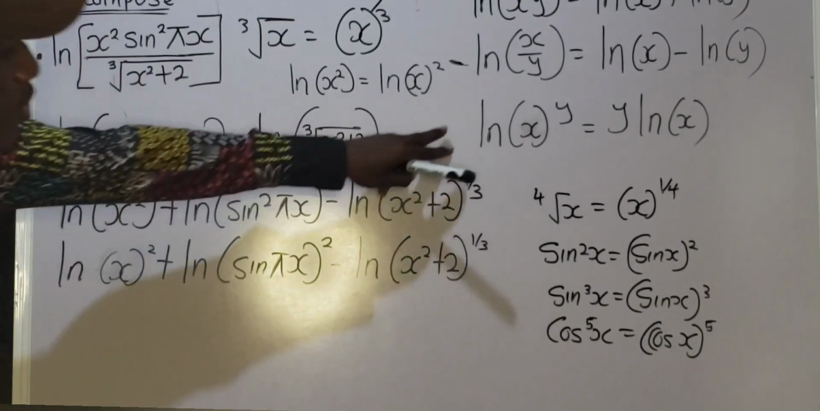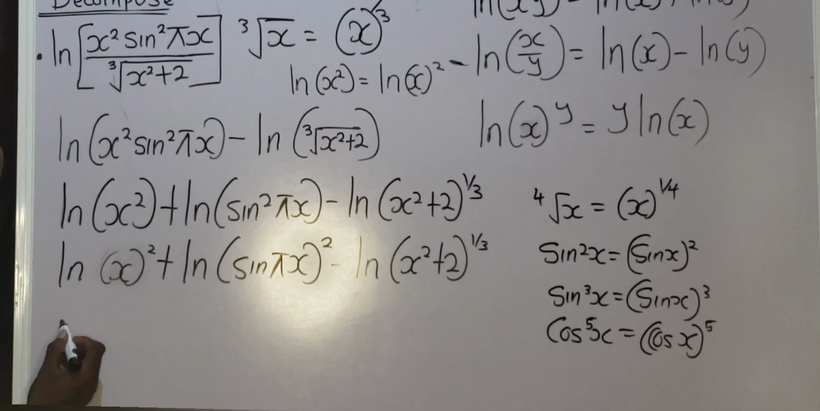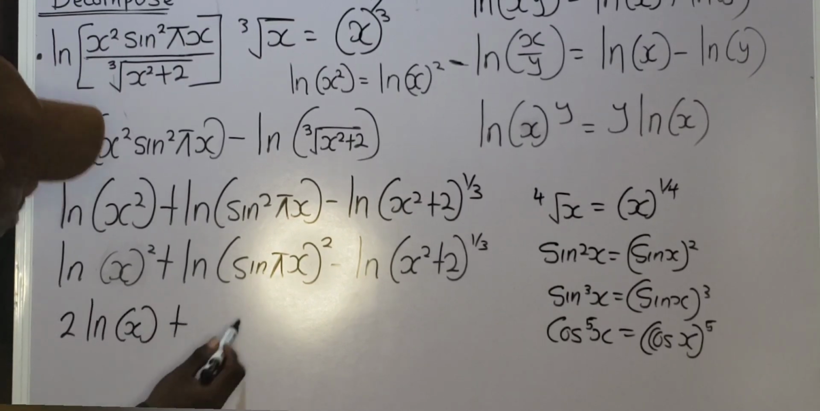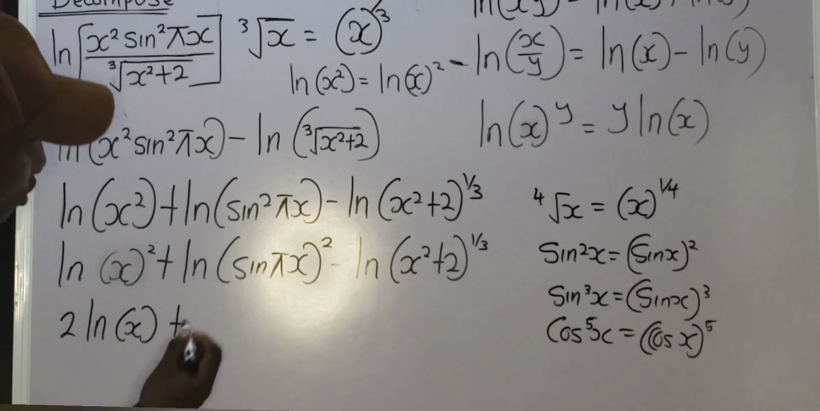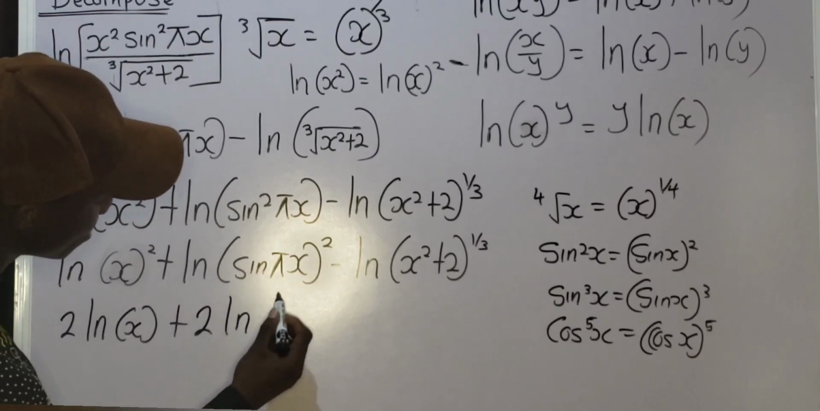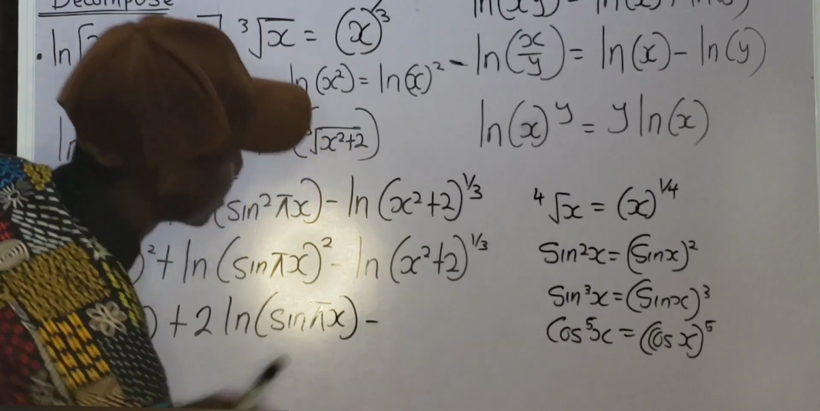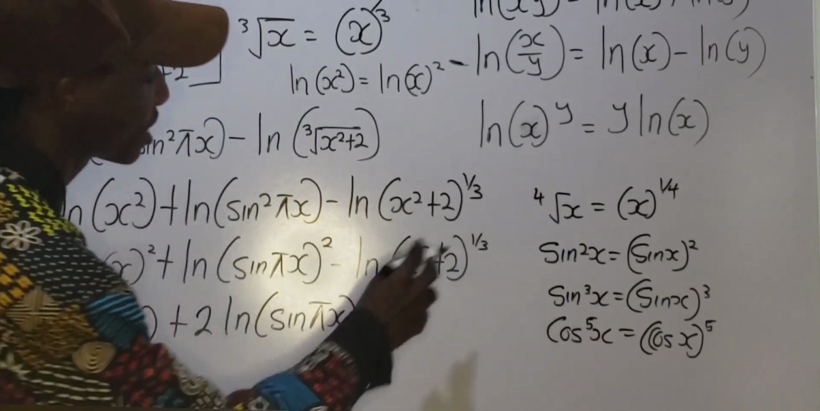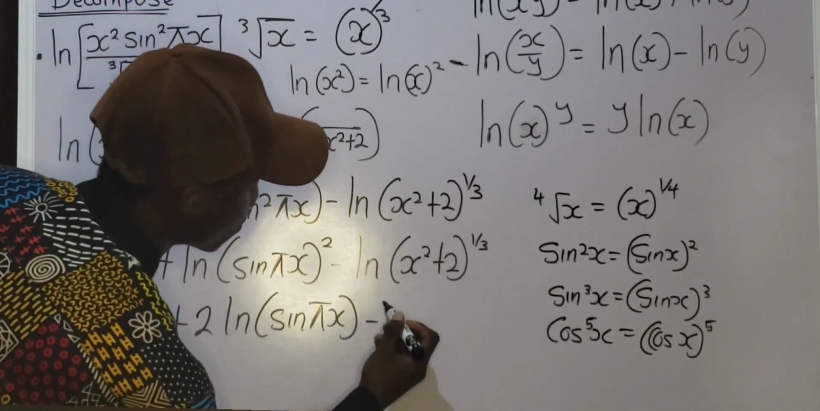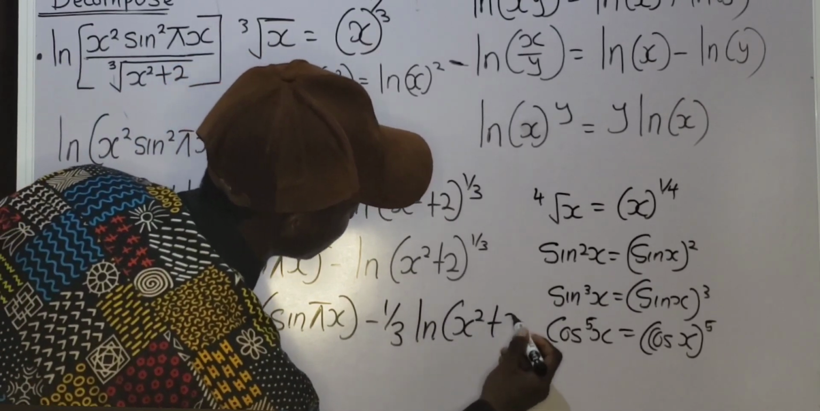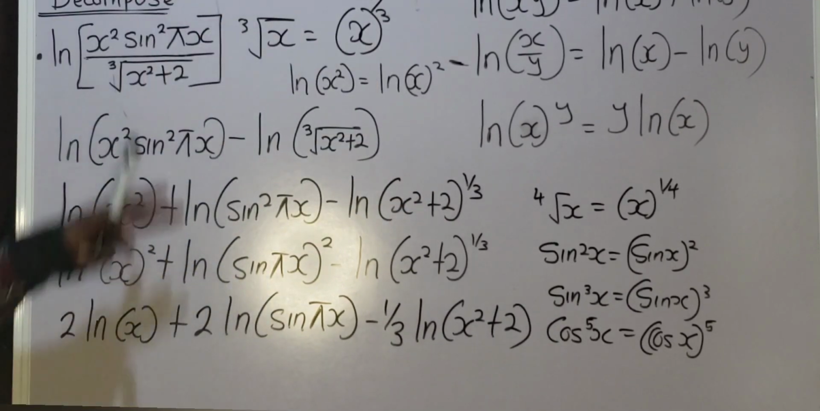Now, according to the third law, we are going to have something like 2 ln x plus, now I have the power of 2 here also, so I'm going to have 2 ln sine pi x minus, I have a fraction of 3, 1/3 here. I'm going to have 1/3 ln (x squared plus 2). So I have decomposed this function.